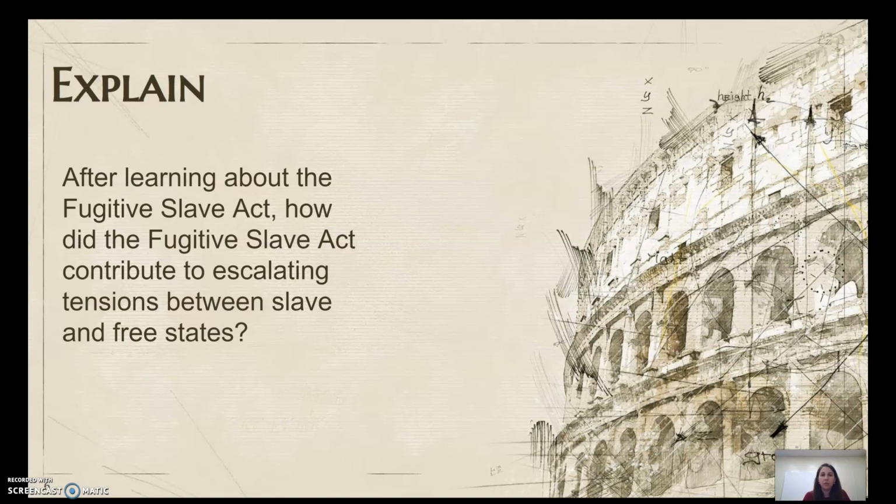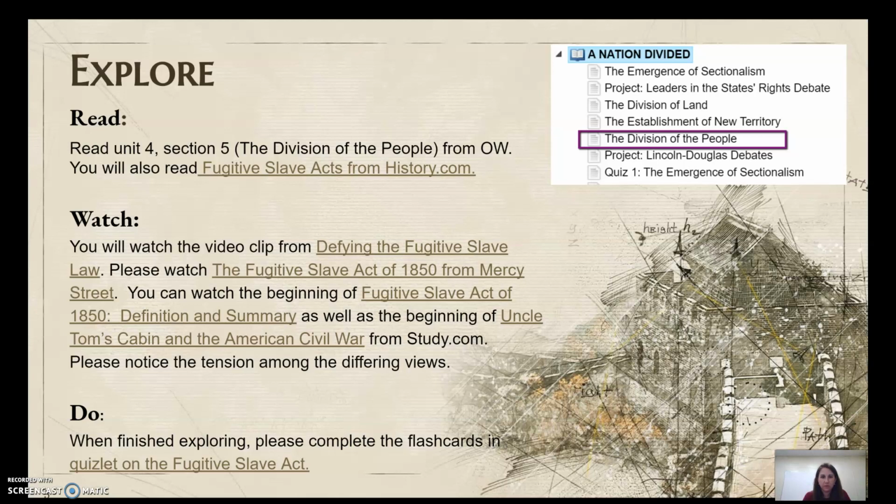After learning about the Fugitive Slave Act, you're going to tell me how the Fugitive Slave Act contributed to escalating tensions between the slave and the free states. Like I said, you're going to watch some really great videos and read some articles, and you're going to see how the tensions continued to escalate with this Fugitive Slave Act.